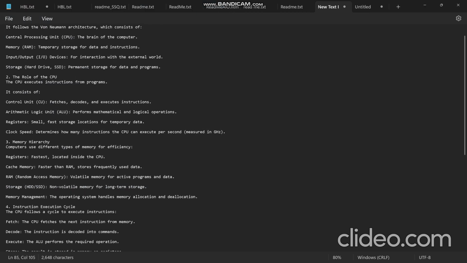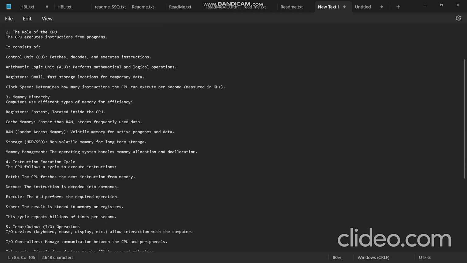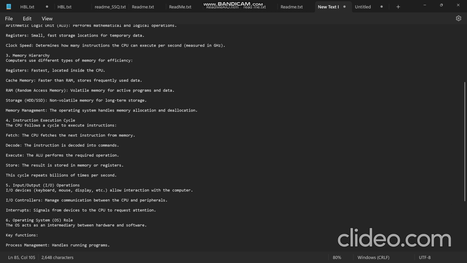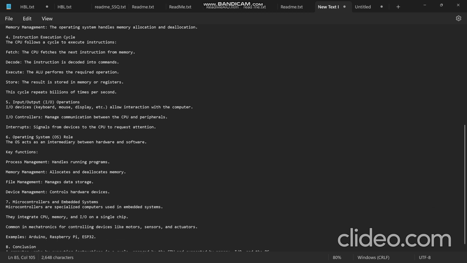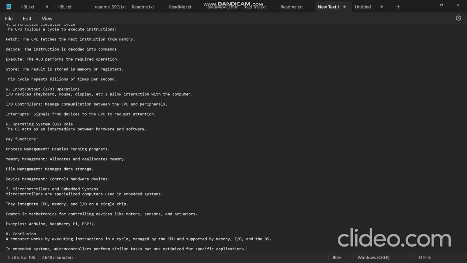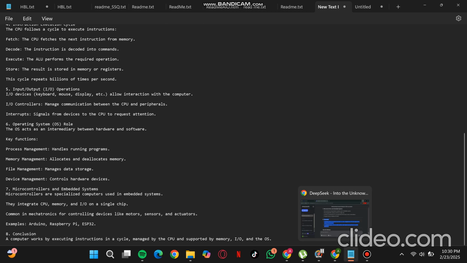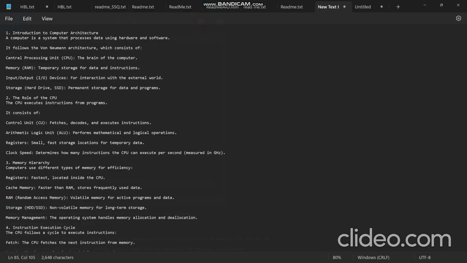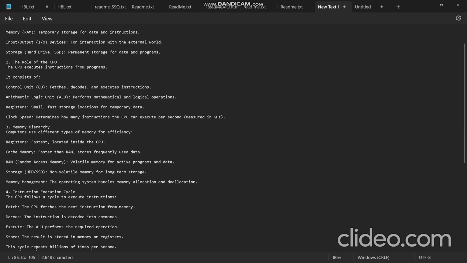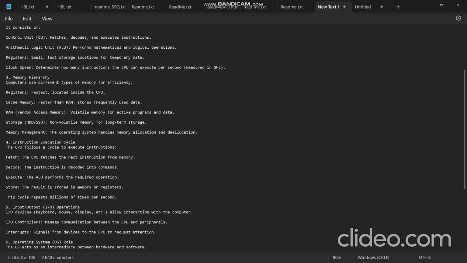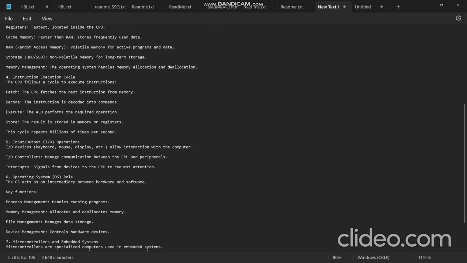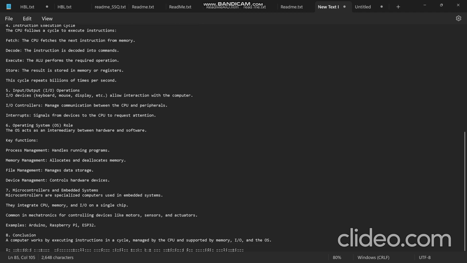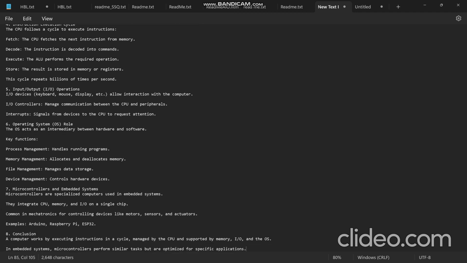Instruction execution cycle. The CPU follows a cycle to execute instructions. Fetch: the CPU fetches the next instruction from memory. Decode: the instruction is decoded into commands. Execute: the ALU performs the required operation. Store: the result is stored in memory or registers.